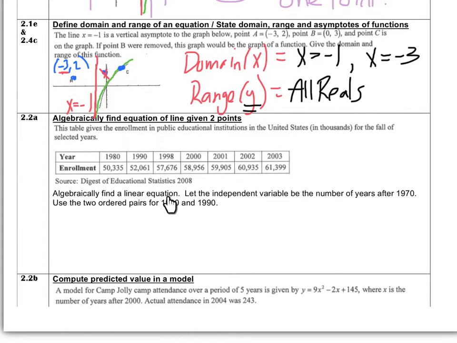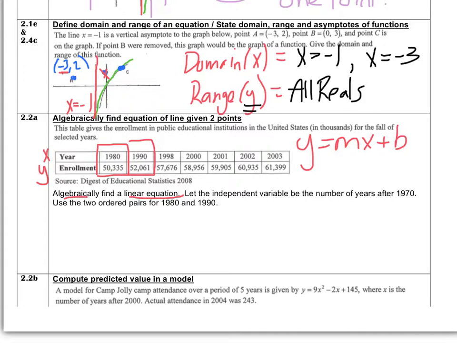Algebraically find a linear equation. Let the independent variable be the number of years after 1970, and use the two ordered pairs from 1980 and 1990. So let's highlight that they want us to use 1980 and 1990 as our two ordered pairs. To find algebraically a linear equation, remember that's y equals mx plus b. They stated here that the independent variable is the number of years. The independent one is the one we get to choose, or the x. So the years is the x. The dependent variable, therefore, is enrollment.